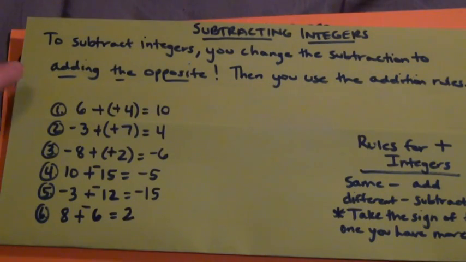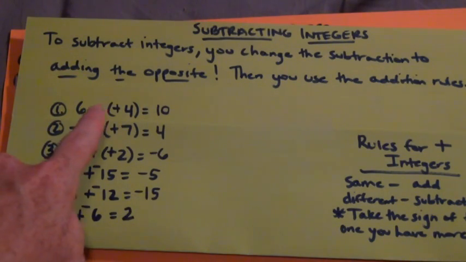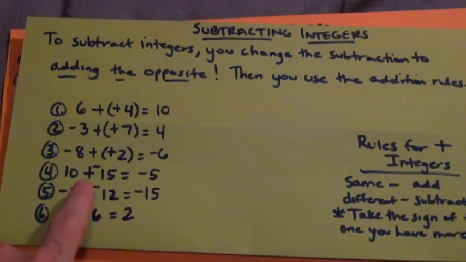So any subtracting integers problem, you can change to adding the opposite. Never do anything to the first number. Just change it to adding the opposite, adding the opposite, adding the opposite.